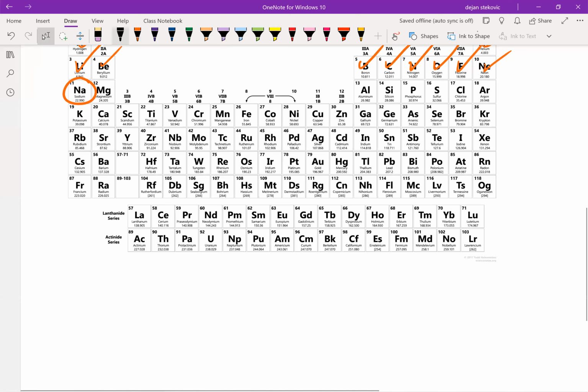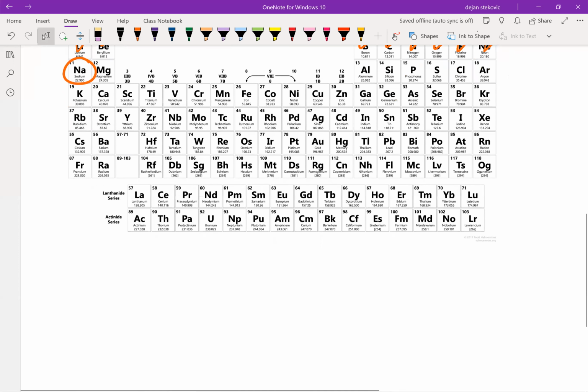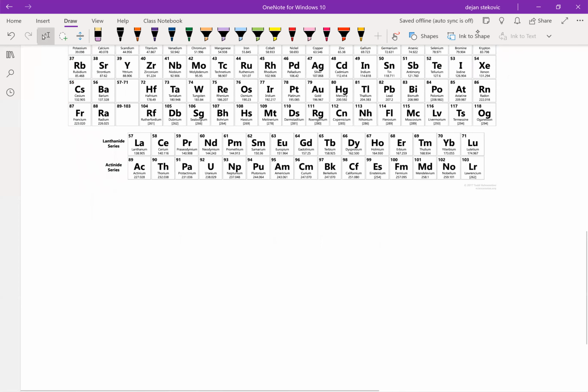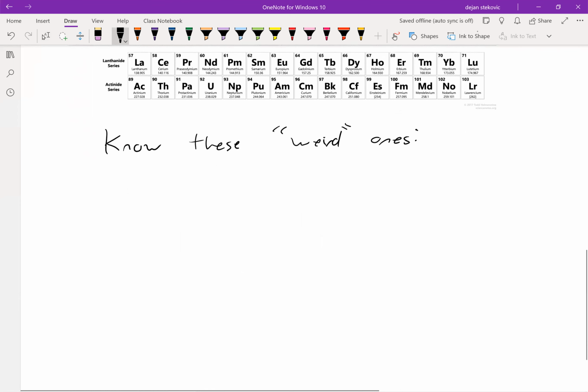So overall, most of them make sense. I don't require that you memorize the periodic table or anything like that, or really the symbols. I do want you to know some weird ones. So know these, we'll say weird ones. And the reason that I want you to know them is because they're pretty common in chemistry and just life in general. So it's good to know.